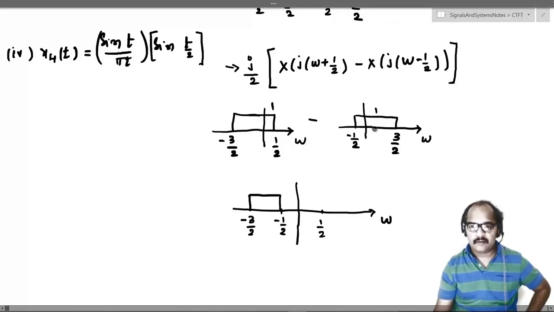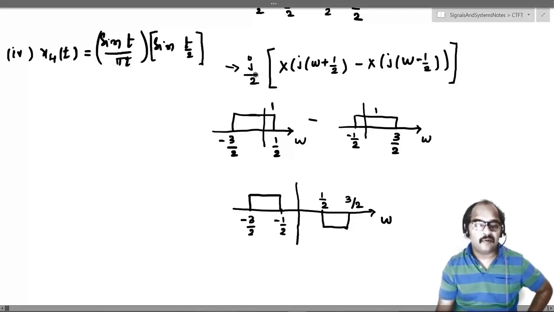Then from half to 3 by 2, what is this? I'll write down this half here. From half to 3 by 2, this one is 0, and the other is 1. So 0 minus 1 should be minus 1. So you will get a minus 1 from half to 3 by 2. But what happens to the amplitude? That should be multiplied with whom? j by 2. So this amplitude is j by 2, and this amplitude is minus j by 2.